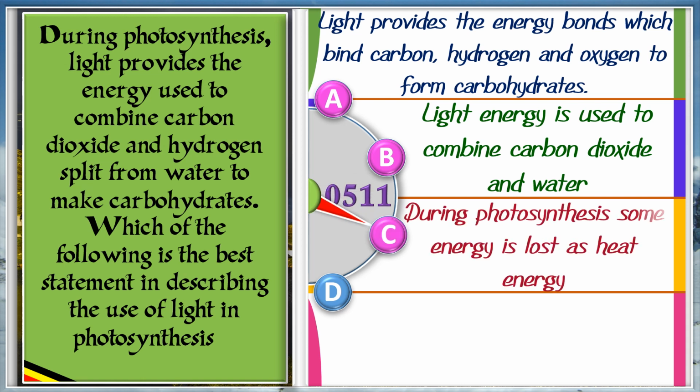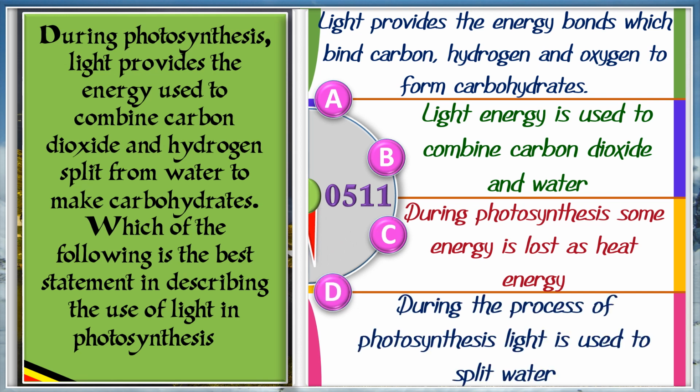C. During photosynthesis, some energy is lost as heat energy. D. During the process of photosynthesis, light is used to split water. And the answer is D. During the process of photosynthesis, light is used to split water.